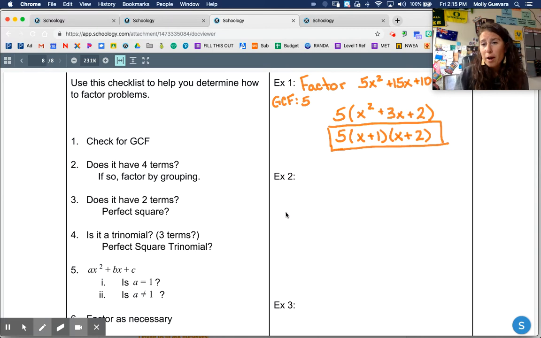So these problems, just because you factor it once doesn't necessarily mean that you're done, right? We factored it once to take the 5 out. Then we had to factor it again to get this down all the way factored.